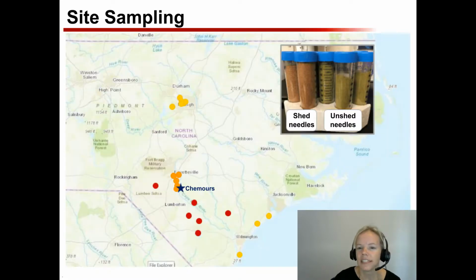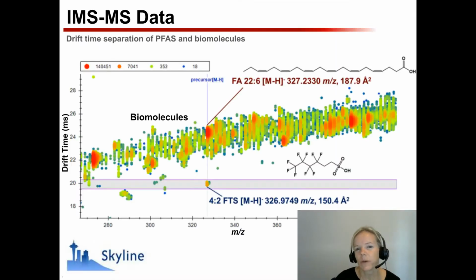So we started sampling at different locations throughout North Carolina, and specifically around the plant that's known to make PFAS, which is the Chemours plant. We sampled pine needles from 2018 and 2020. And then this is where we started evaluating those different needles.